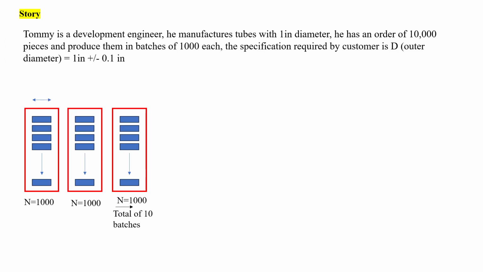Tommy is a development engineer and he manufactures tubes with a 1-inch diameter. He has an order of 10,000 pieces and produces them in batches of 1,000 each. The specification required by the customer is that the outer diameter of the tube should be 1 inch plus or minus 0.1 inches.